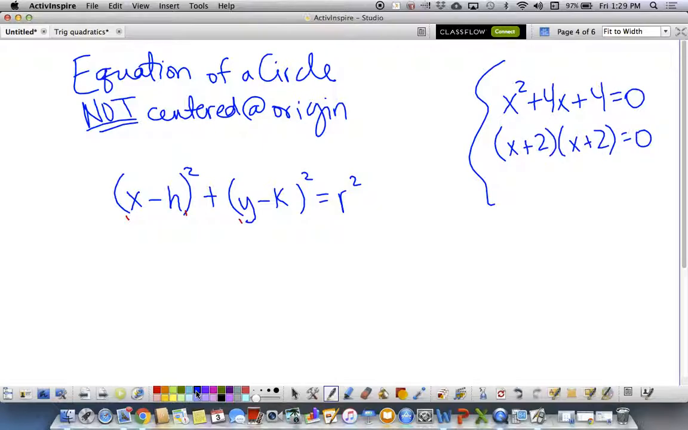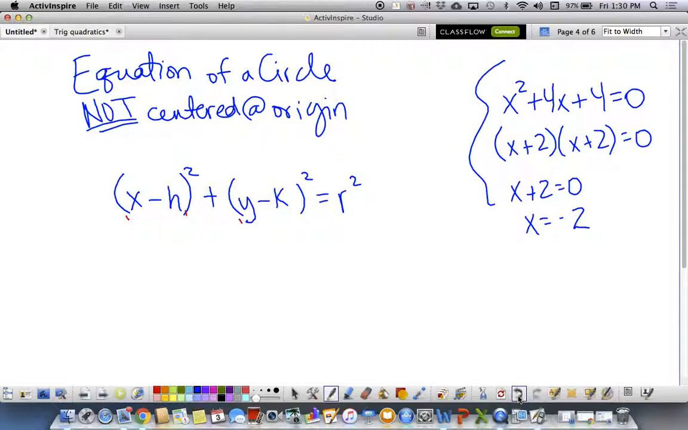How do you solve for x? You're going to set each factor equal to 0. X plus 2 equals 0, and you're going to solve for x, right? So x equals negative 2, because you're subtracting 2 from both sides.